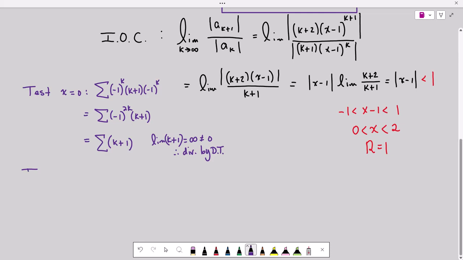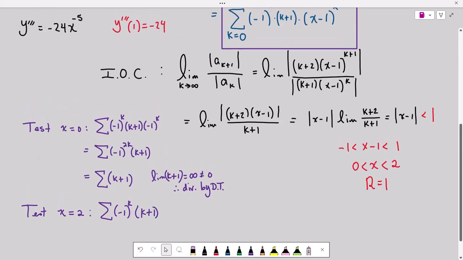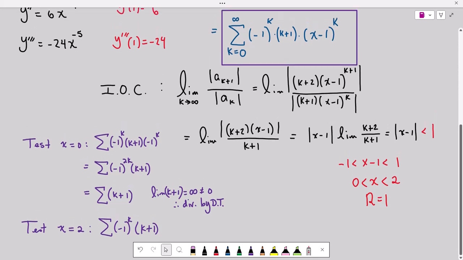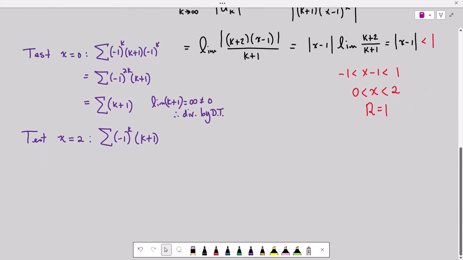Now we're going to test the right endpoint. So what happens when we plug in a 2 there? 1 to the k, which is just 1, so we don't have any sign to deal with there. And what do we think about this series, converge or diverge? So this is going to diverge also. And once again, it's got the exact same limit as above. So k plus 1 right there.